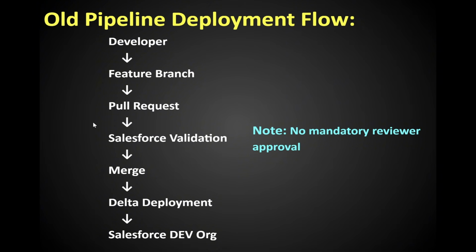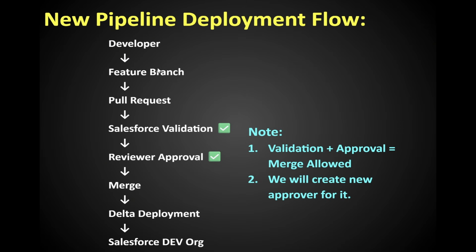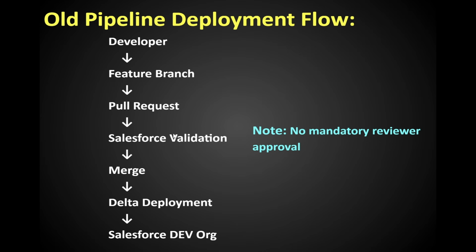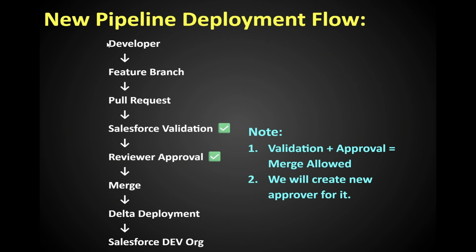Let's quickly see our existing pipeline and the new pipeline. In the existing pipeline from the last video, we just create a feature branch and create a pull request and Salesforce validation starts. Whether this validation failed or passed, there is no check, we can merge the code and it deploys to the Salesforce org. In the new pipeline, same steps, only we will put a check that validation should succeed and a reviewer should approve the pull request, then we can merge the code. So let's start the demo.